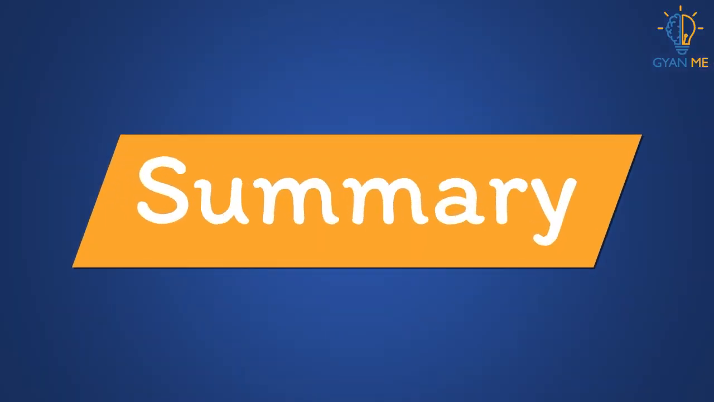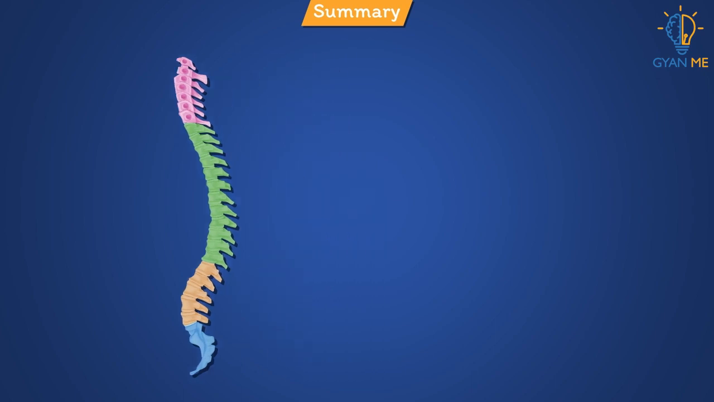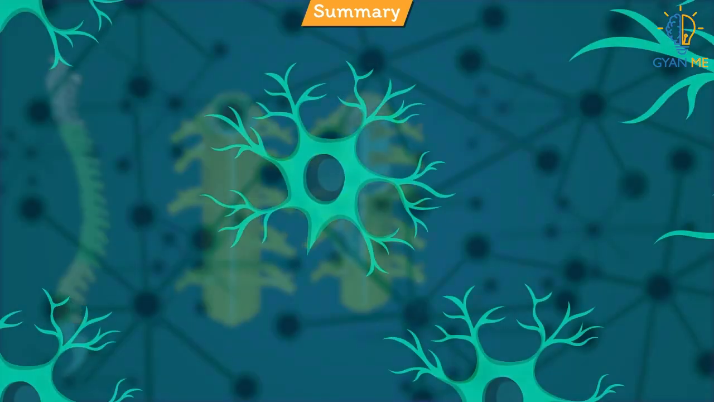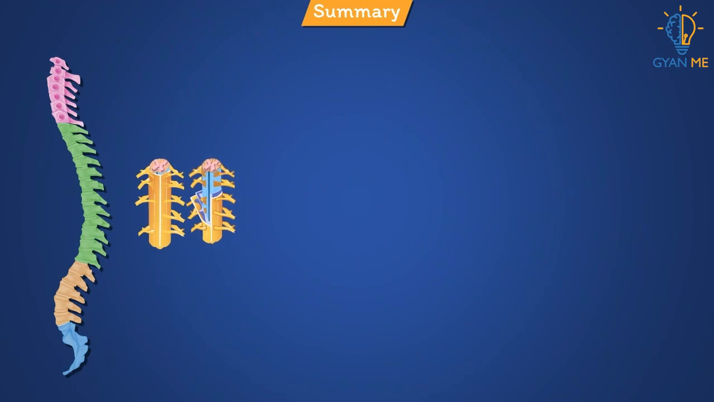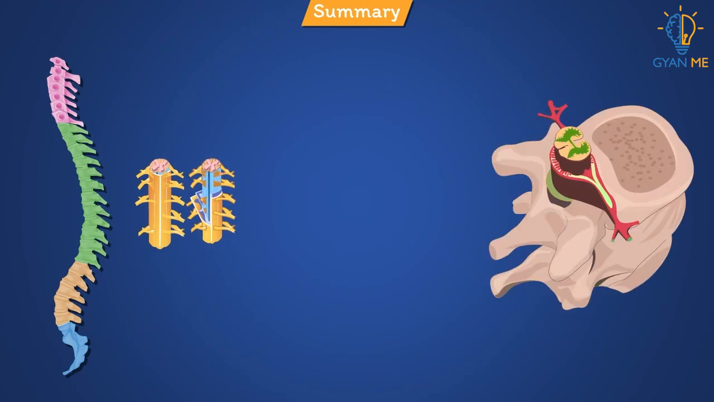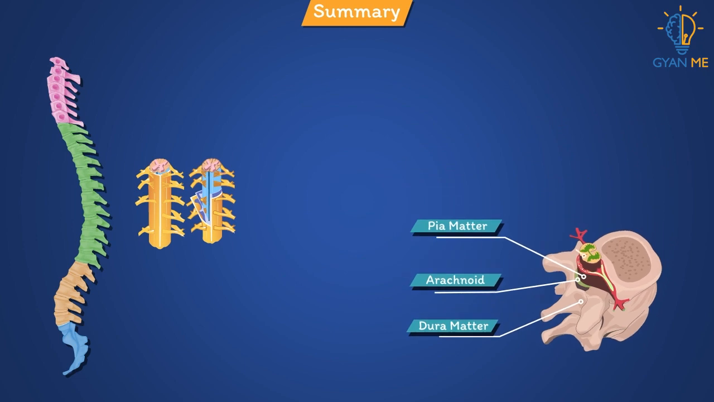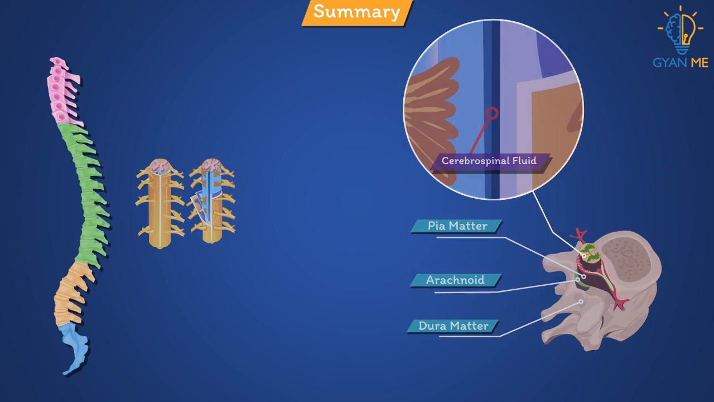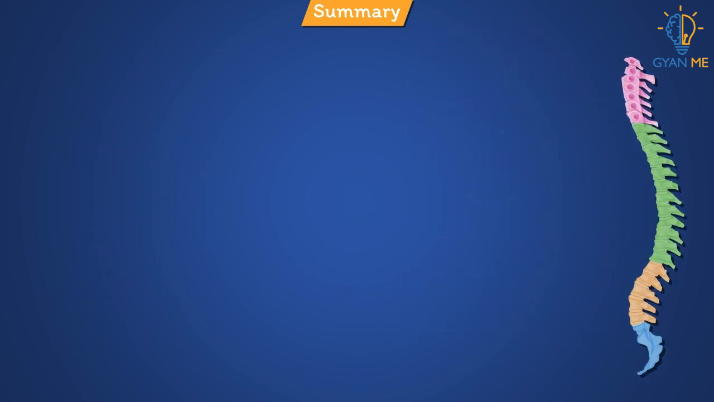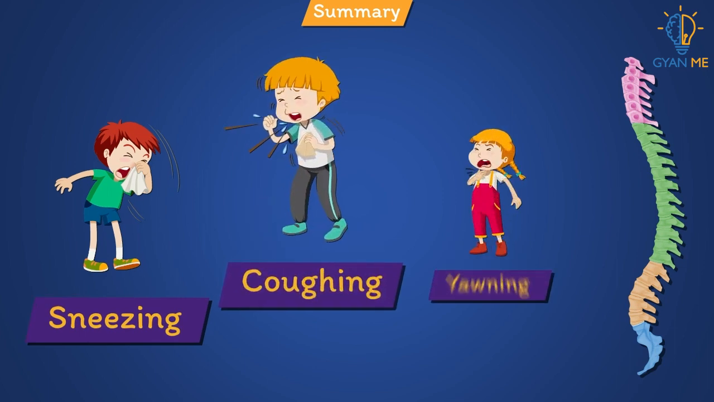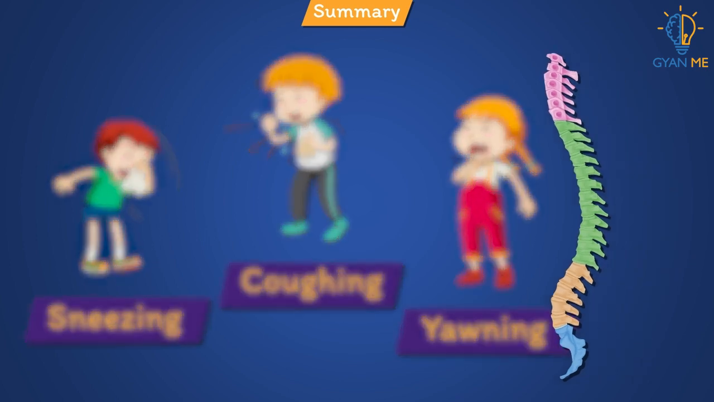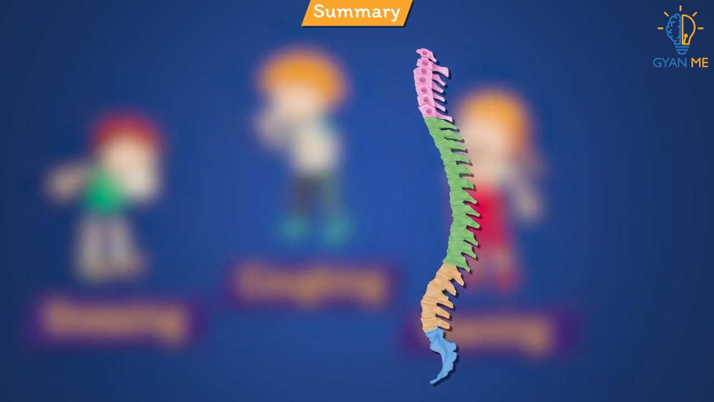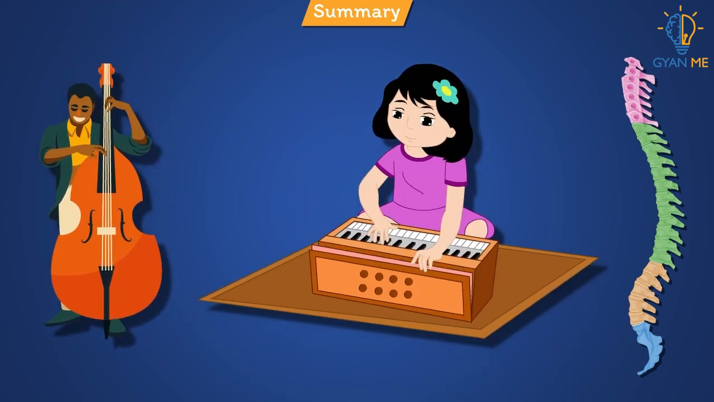So what we have seen in the structure of spinal cord, it is made up of a long cord, which in turn is made up of neurons. It is protected by a bony vertebral column. Also, it is covered by three meninges and cerebrospinal fluid. We also learned that spinal cord is involved in reflex actions, that is, those actions which do not require conscious thinking. Most of the reflex actions are controlled by spinal cord, but there are a few actions controlled by the brain also.